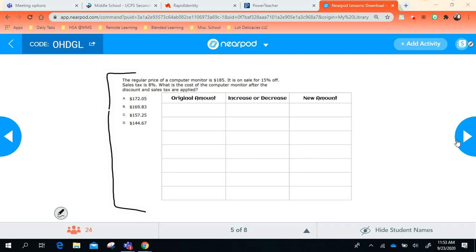So it says the regular price of a computer monitor is $185. It is on sale for 15% off. Sales tax is 8%. What is the cost of the computer monitor after the discount and sales tax are applied? So notice that we have 2 percents in there.